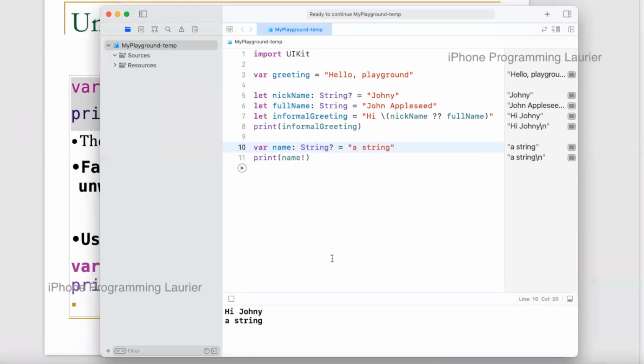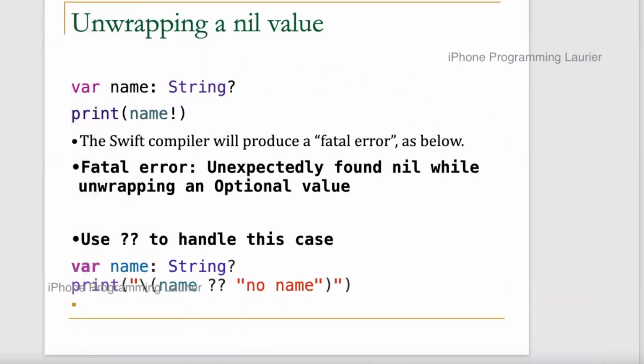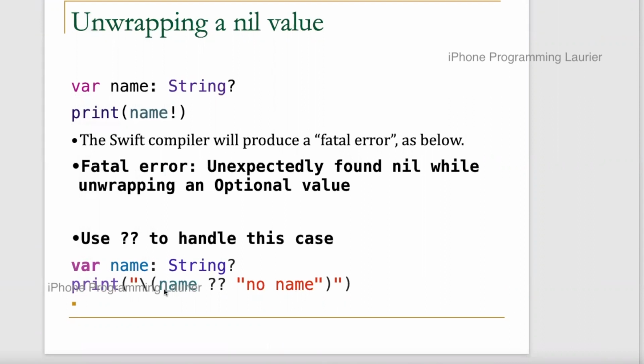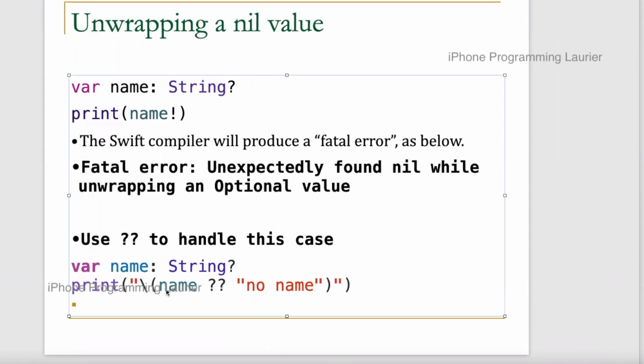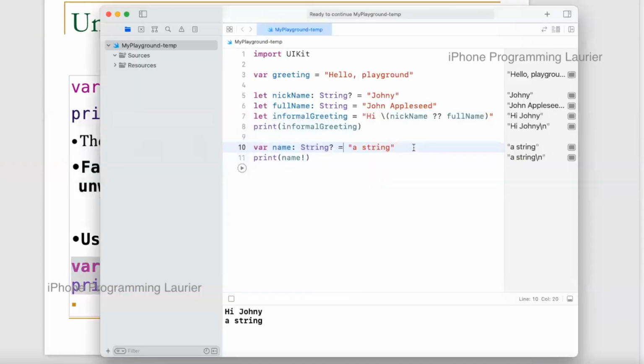So what it means is, in most cases, before you unwrap an optional, you have to make sure that it is not nil. And a way to get around this is to use the nil coalescing operator, because then you don't run into an error. Because here, if the name is nil, then I use "no name." So for example, let's go back to this code.